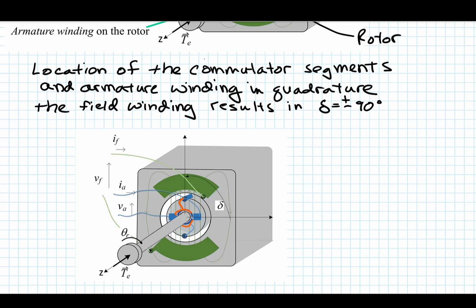The wire coming from that, connecting it to the top supply part of the winding, and then coming back and connecting back to the bottom segment here. And by orienting this so that this winding is essentially in quadrature, or 90 degrees out of phase with the field winding, what will happen is you will end up with this torque angle being equal to 90 degrees.